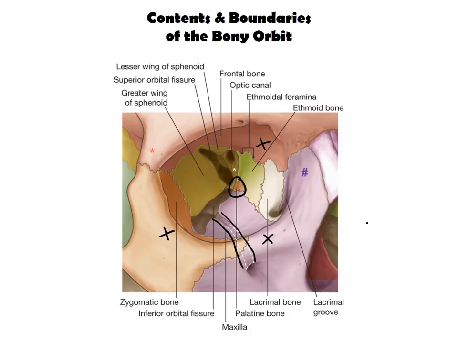The lateral wall of the orbit is formed by the joining of the frontal and zygomatic bones, which unite with the greater wing of the sphenoid bone posteriorly, shown here in yellow.